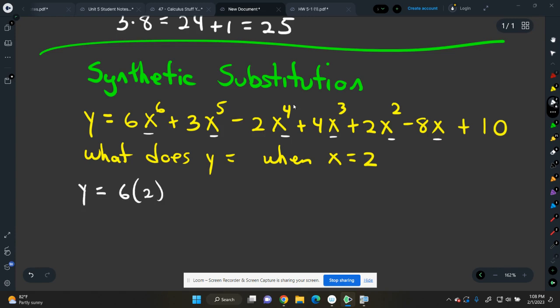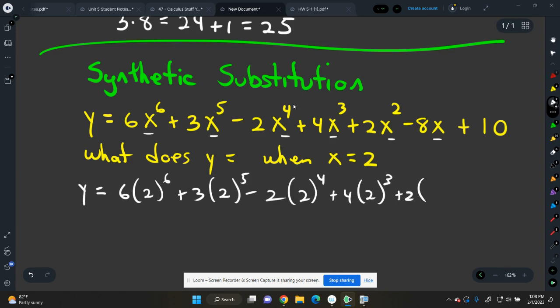6 times 2 to the 6th plus 3 times 2 to the 5th minus 2 times 2 to the 4th plus 4 times 2 to the 3rd plus 2 times 2 squared.